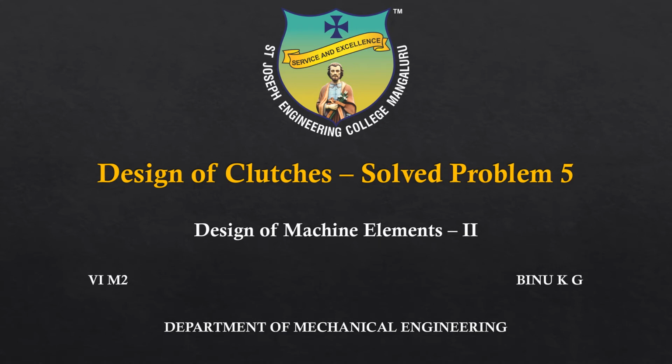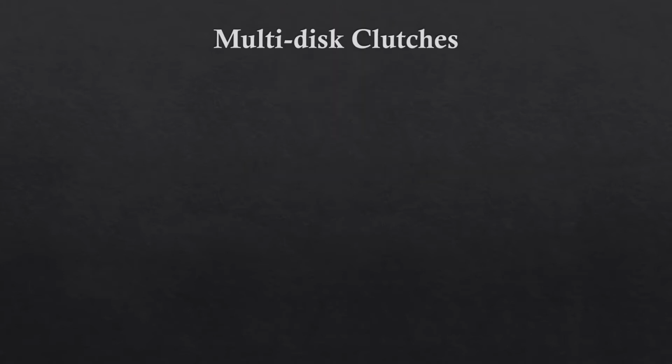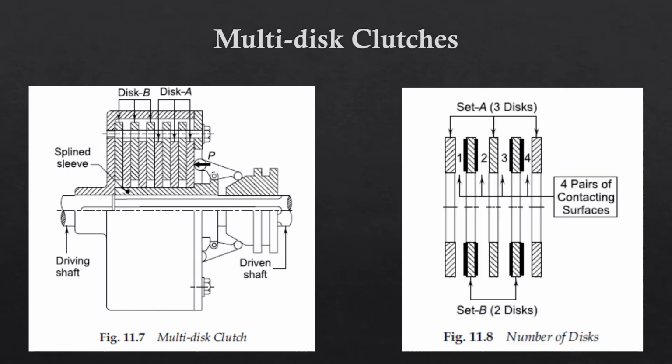Hello students, we now look into solved problem number 5, which is a problem on design of a multi-plate or multi-disc clutch. So let's look into the problem statement in the next slide. As we have discussed in the previous video, I have provided the figures for the multi-disc clutch here. I think you have understood by now how a multi-disc clutch will work. So let's move on to the problem statement in the next slide.